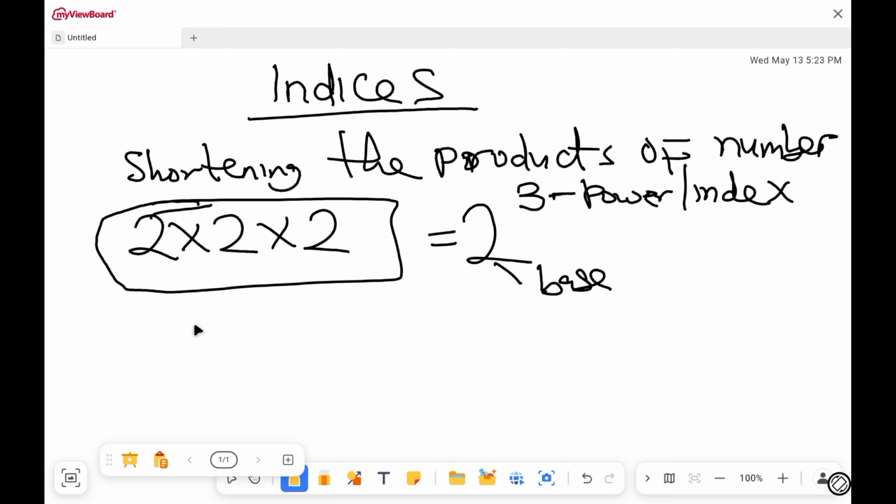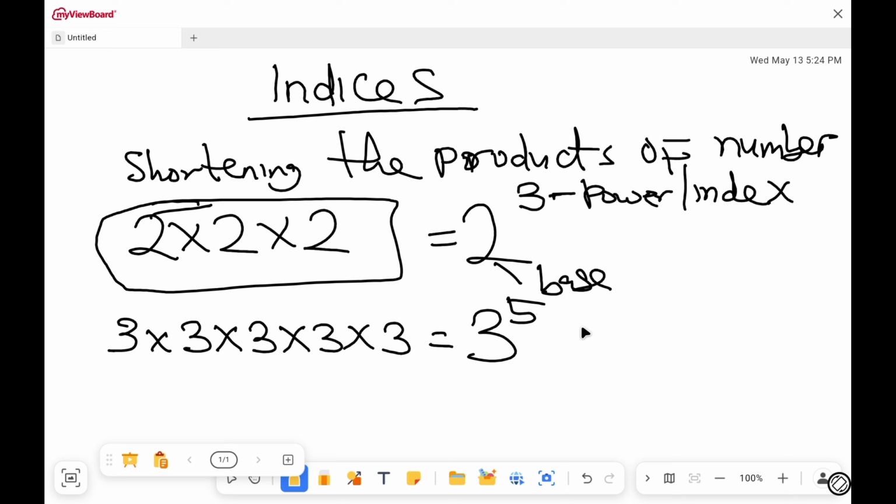Let's look at another example. Let's assume I have 3 times 3 times 3 times 3 times 3. What do you notice here now? We can say 3 is multiplying itself in 5 places. Let's count: 1, 2, 3, 4, 5. Instead of writing this, we can write the indices. So we write 3 raised to power 5. 3 raised to power 5 means that 3 is multiplied by itself in 5 places.